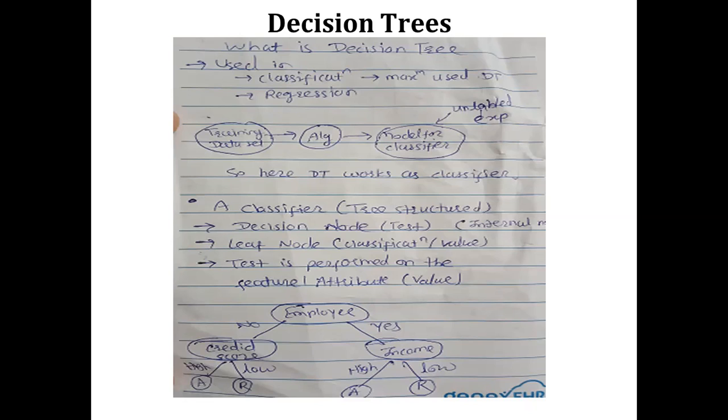So obviously the decision tree is a tree structure classifier. It has two different kinds of nodes: the decision node and the leaf node. The decision node is also called a test node, and the leaf node is also called a classification node or the value. Now, what does the decision node, or test node, mean? If you consider this tree which is built below, in this tree the employee, credit score and income are internal nodes of the tree, which we call decision nodes, where the decision is to be performed.